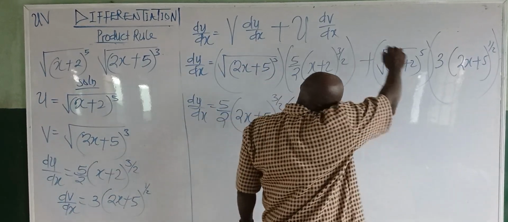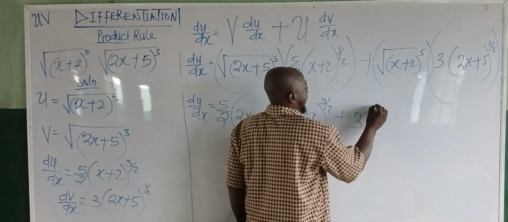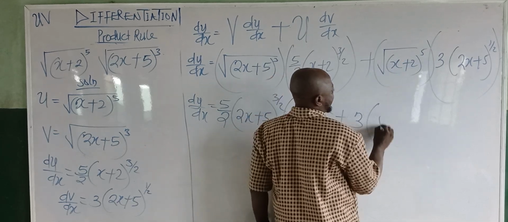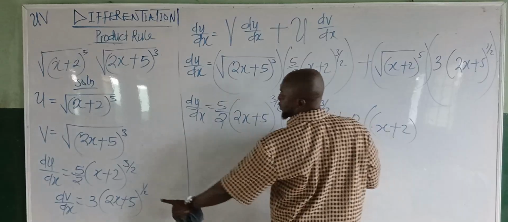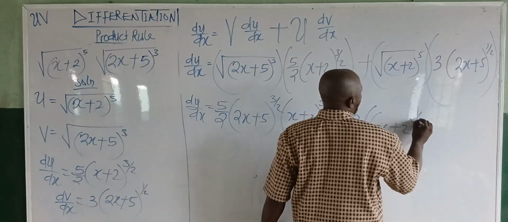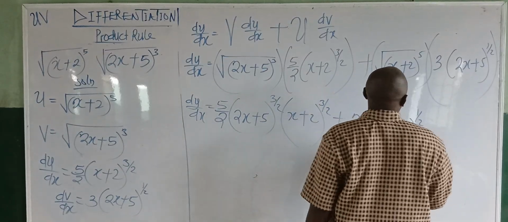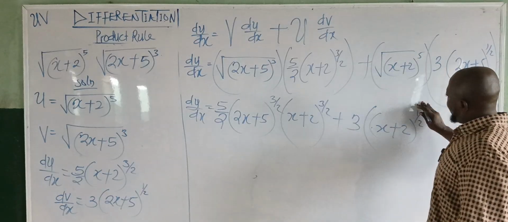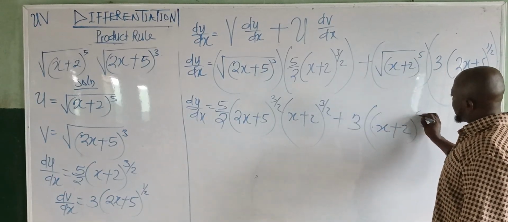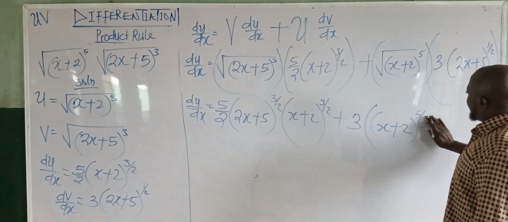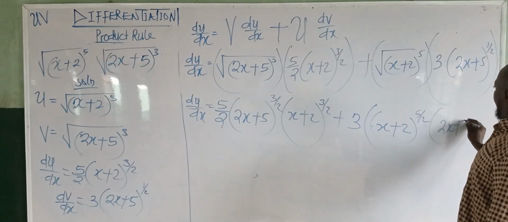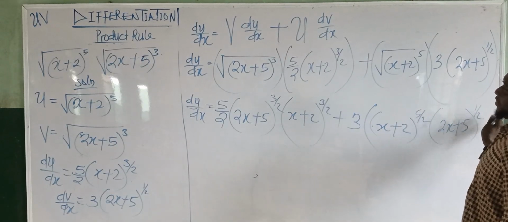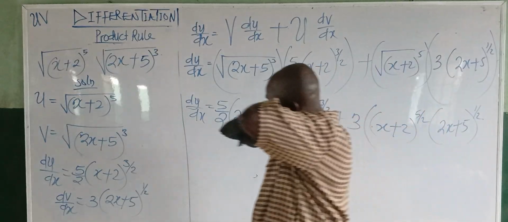Plus, what is common here? Bring this 3 out first. Now, change this one. If you change this one now, I'm having (x + 2) all raised to the power, and when we do that, we're having half. Look at this one here. Sorry, 5/2, please. Then into bracket, repeat this one, all to the power of 1/2. So this is what I'm having here.